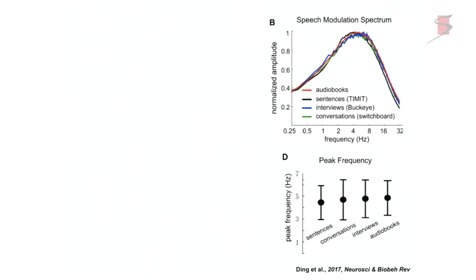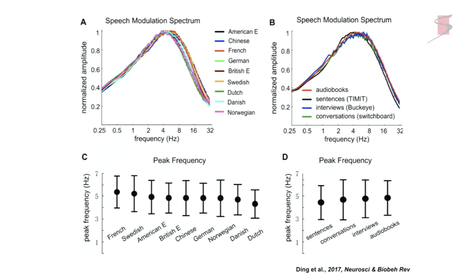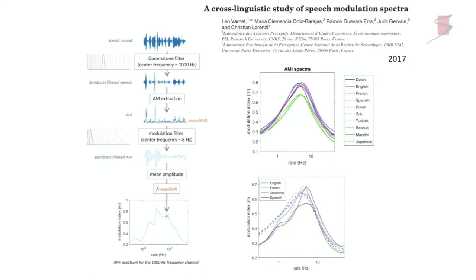And so you say, oh, but that's only English. Yes, sure, reviewer number 3. I can do it for many other languages, from Dutch to French. Then you might say, I don't like the way you do your maths. You don't have to believe me. You can go to another person's lab, like Christian Lorenzi, and look for another family of languages, Japanese, Basque, Zulu, Polish, and you get the same result.